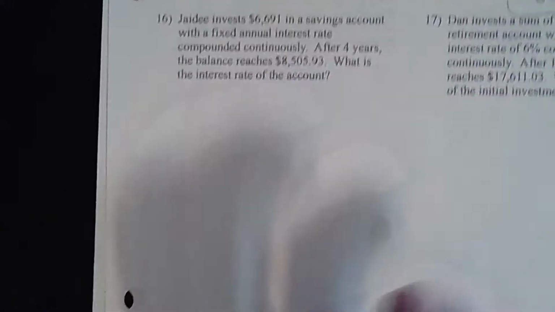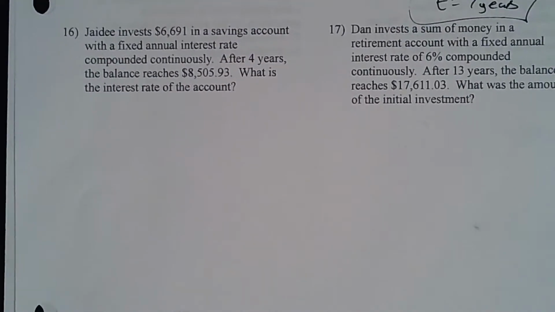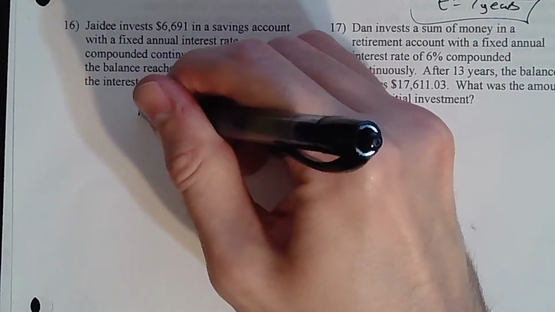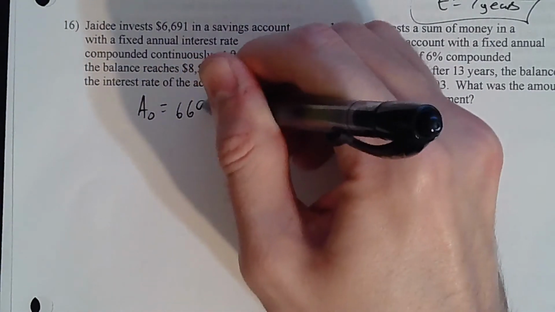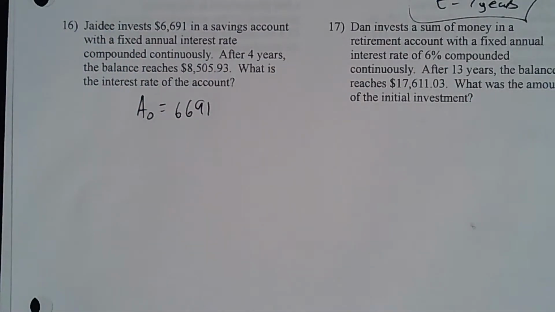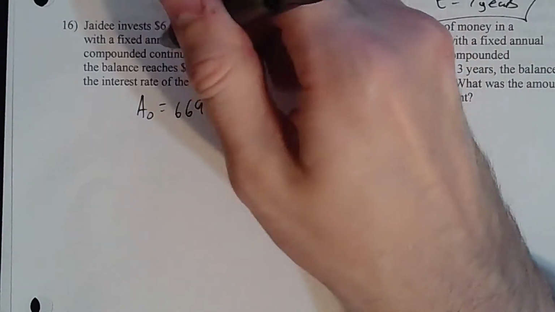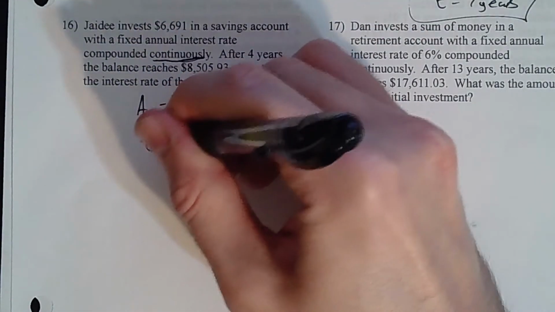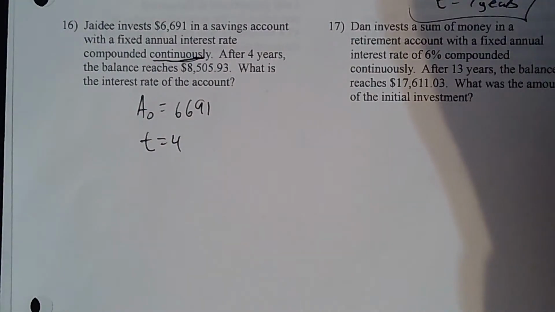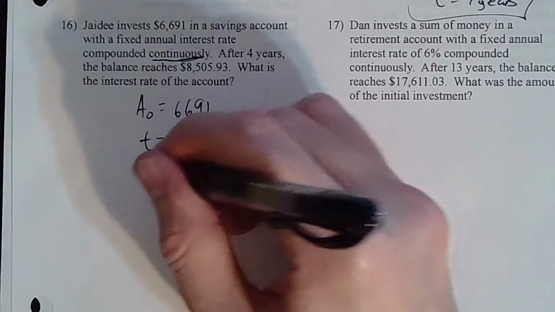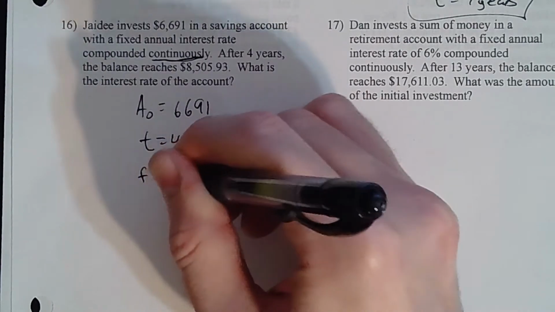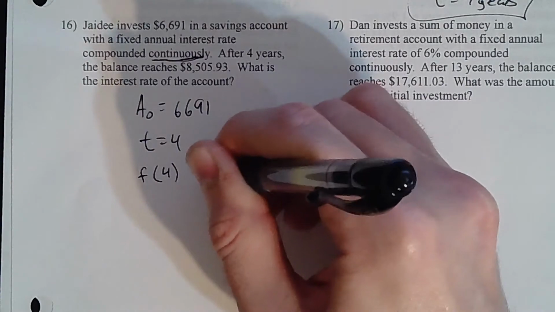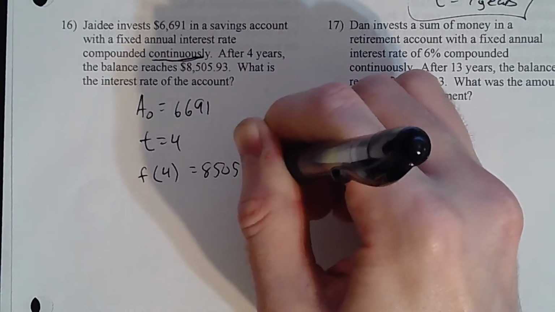Number 16. So JD invests 6691 in a savings account. So again, same stuff. A naught is 6691 with a fixed annual interest rate compounded continuously. So again, this is that continuously number we want. After 4 years, so t equals 4, the balance is 8505.93. So that means f of 4, so that's the t value that we wanted, is 8505.93. What is the interest rate?